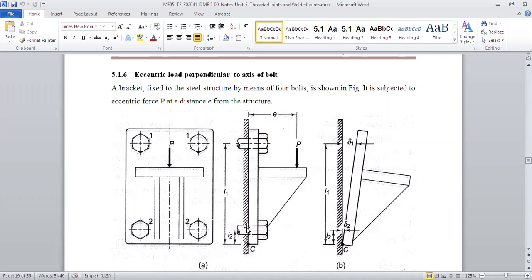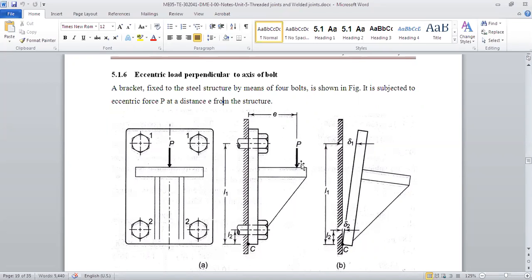Now assume that there are actually four bolts, but we will put them in two groups, 1 1 2 2, because the 1s have exactly the same distance and the same kind of stresses. Similarly, the 2s have the same distance and the same kind of stresses. So it's not 1 2 3 4, it's 1 1 2 2, to simplify things. Now bolt 1 is at distance L1, bolt 2 is at distance L2, from point C, the point about which it will try to rotate.